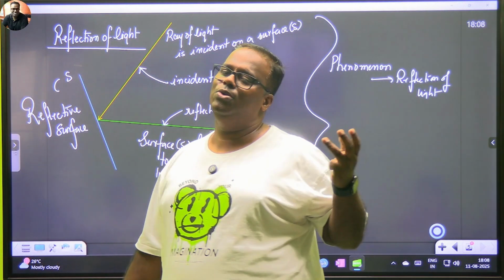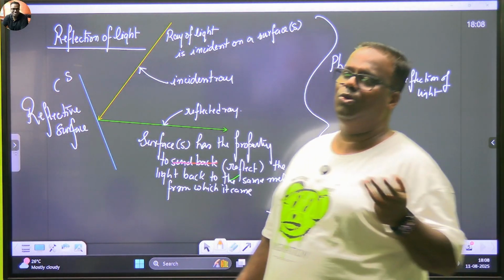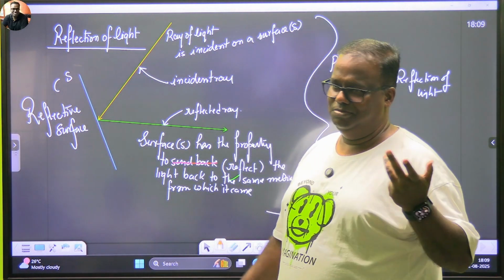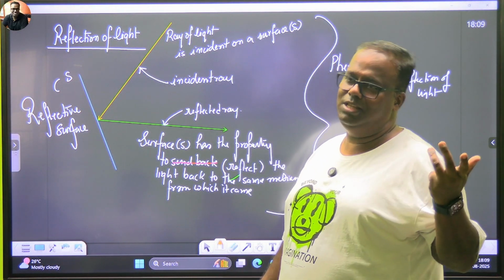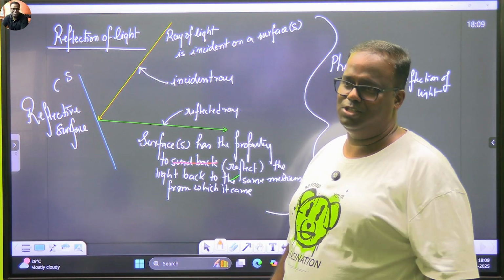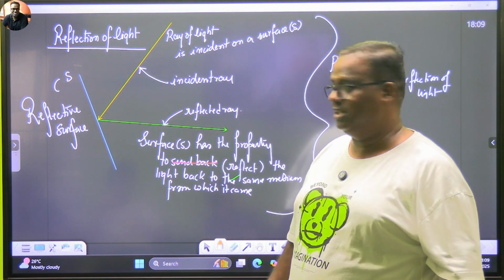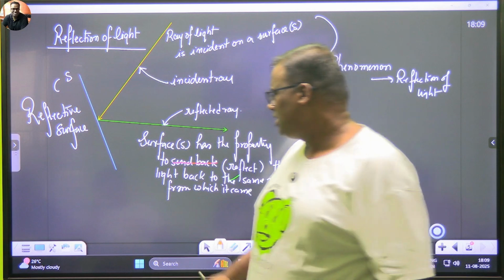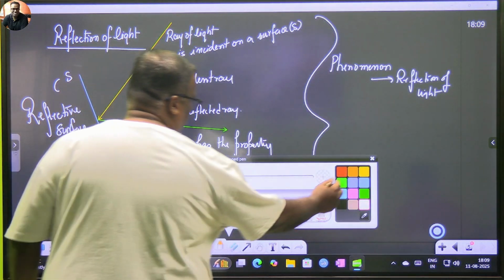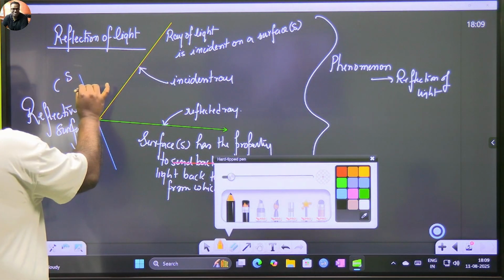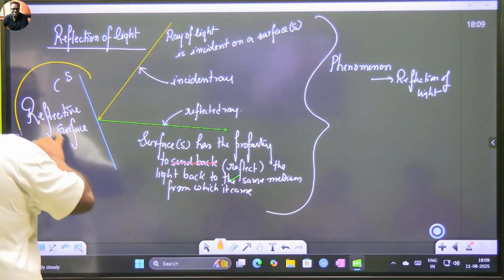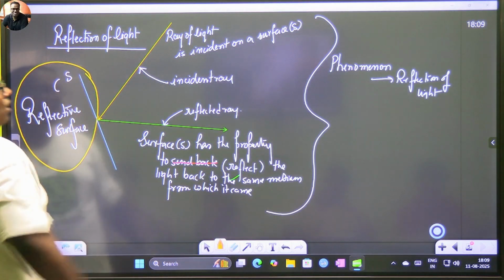So as I told you, the only thing that doesn't reflect are ghost and bhoot pret. Unhi ko hum dekh nahi pate hain. We say, we don't see ghost and spirit. So maybe they are not reflecting. Is this much understood? Our next part of the story now goes on to the discussion on reflective surfaces.